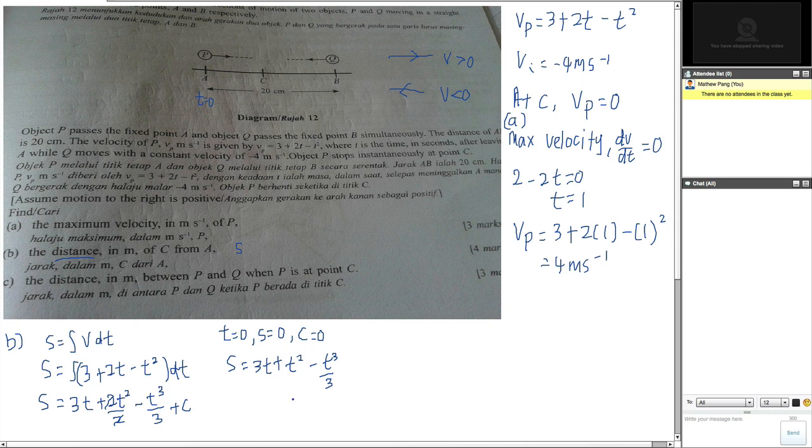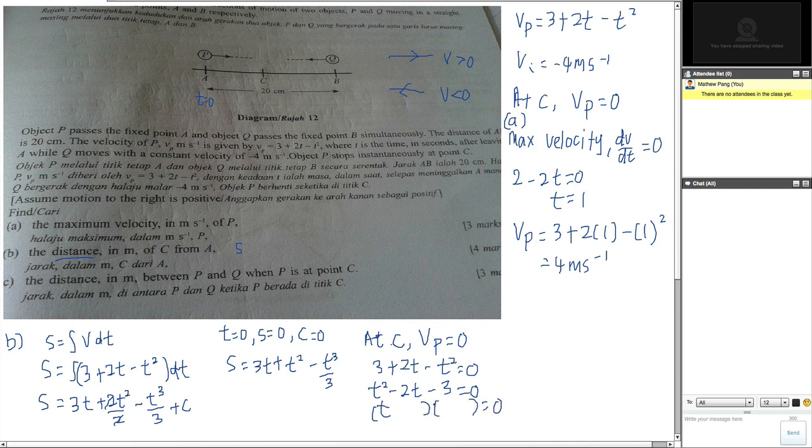After we get S, we have to find the time. At C, we know the velocity of P equals 0. This information helps us get the time easily. At C, velocity of P equals 0. That means 3 plus 2t minus t squared equals 0. I multiply by negative for everything, which makes it easier for me to factorize. So t squared minus 2t minus 3. I just multiply by negative for every single term. Then I just factorize it.